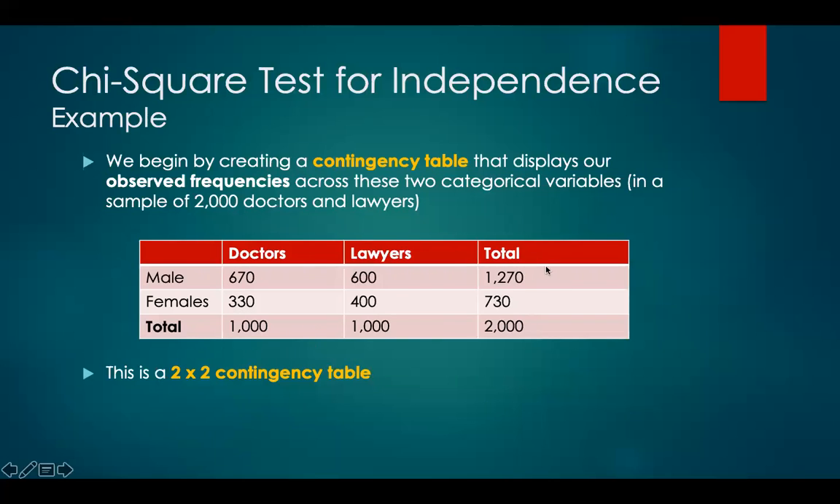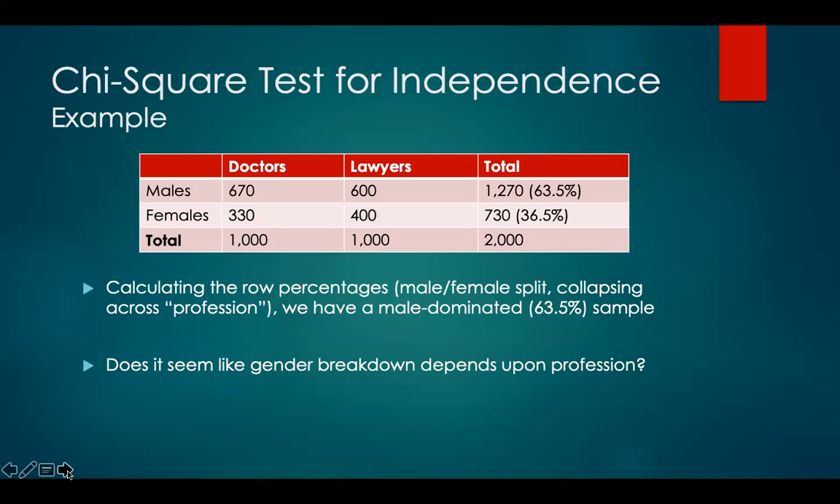And here we have the sums across these two rows, and down here we have the sums across this column and this column. Now, calculating the row percentages for the male-female split, collapsing across profession, we have a male-dominated sample. 63.5% of the sample is male, whereas only 36.5% of the sample is female.